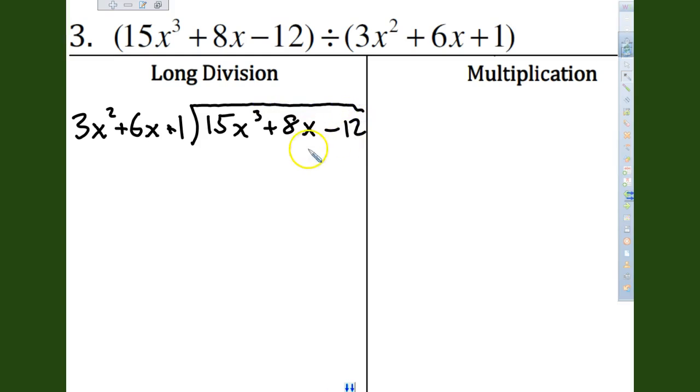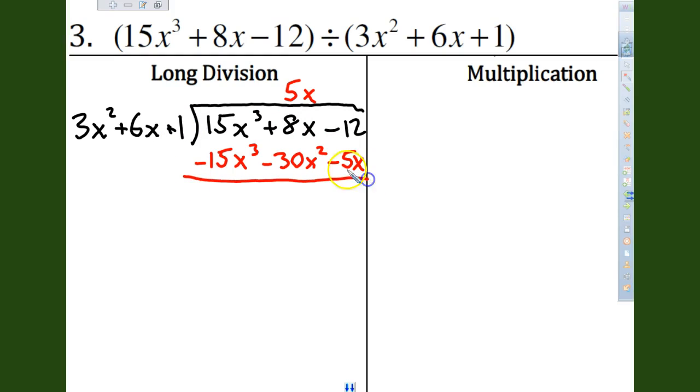There we go. So if I start this problem as normal, I'm finding 3x squared times what gives me 15x to the third, right? And I'll come up with 5x. 5x times 3x squared is 15x to the third. So if I switch the sign for the first term, I'll have the negative 15x to the third. And then I have to distribute to the other term. So 5x times 6x, switch the sign, will be negative 30x to the second. And 5x times 1 would give me 5x, which the sign would be negative 5x.